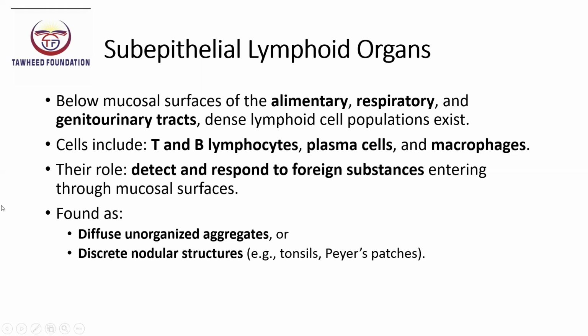These lymphoid tissues can appear in two forms: diffuse unorganized aggregates that are scattered beneath mucosal linings, or discrete nodular structures such as the tonsils in the pharynx and Peyer's patches in the intestine. Together, they act as sentinels that provide an early immune defense before systemic responses are triggered.